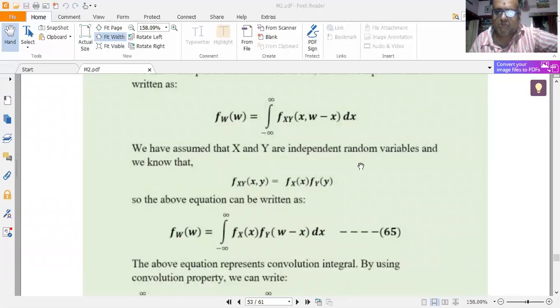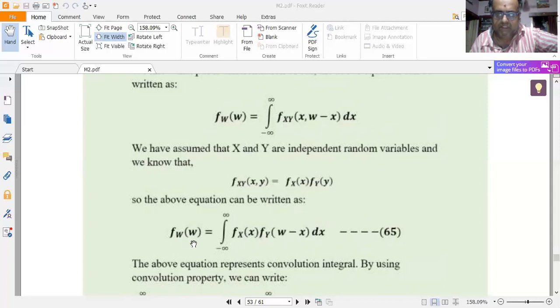Since x and y are assumed to be independent random variables, the joint PDF f_XY of x comma y can be expressed as the product of f_X of x and f_Y of y. As a result, the previous equation can be written as f_W of w equal to integral minus infinity to plus infinity f_X of x into f_Y of w minus x dx. If x and y are independent, then I can write f_XY of x comma y as f_X of x into f_Y of y. Applying this principle, the integrand f_XY of x comma w minus x can be written as f_X of x into f_Y of w minus x. That's what I have done here.